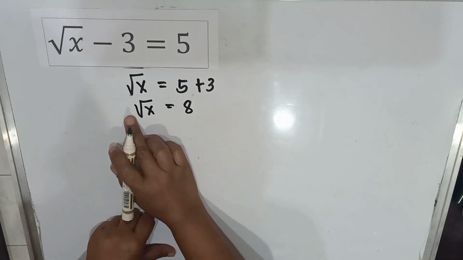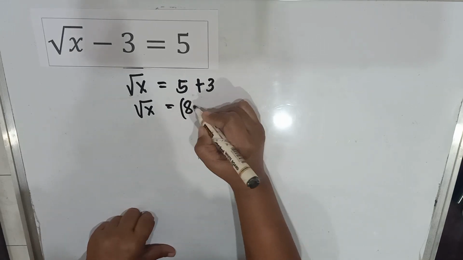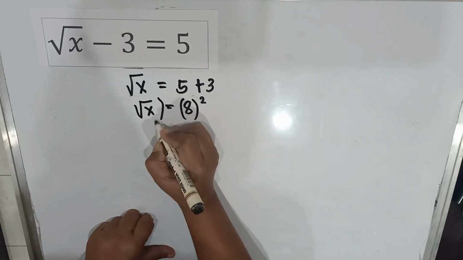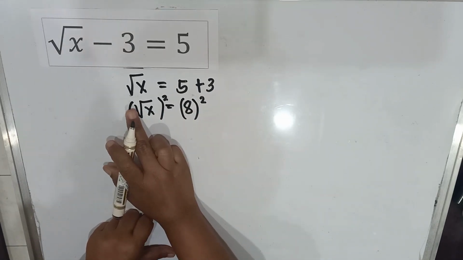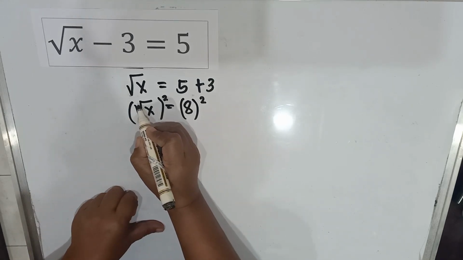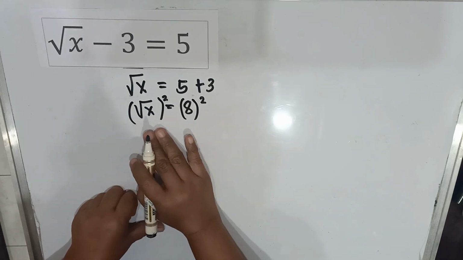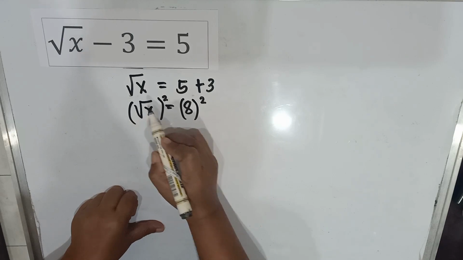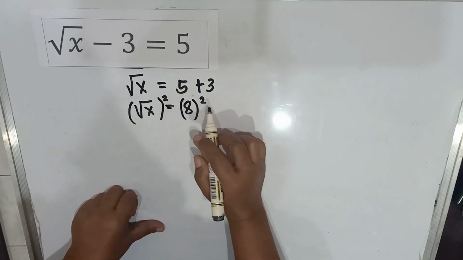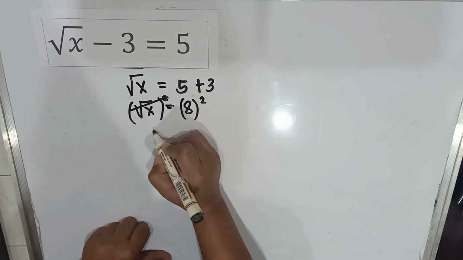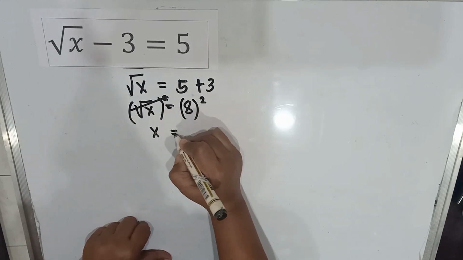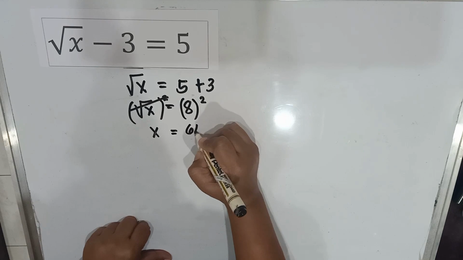Since the index is 2, we are going to raise both sides to the power of 2. It is understood that if it is a square root, then the index is 2. If it is a cube root, then we are going to raise both sides to the power of 3. Okay? So what is left here is x equals 8 squared, which is 64.